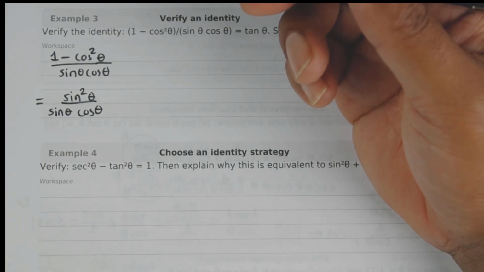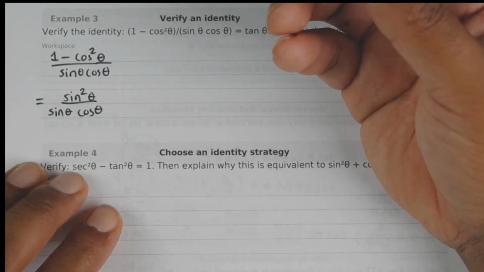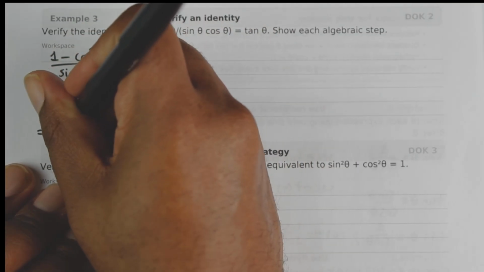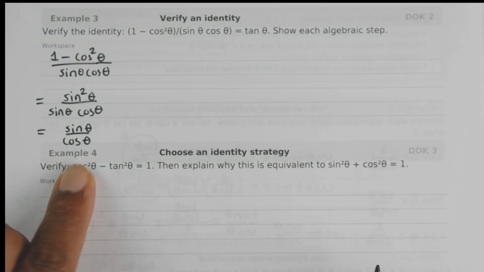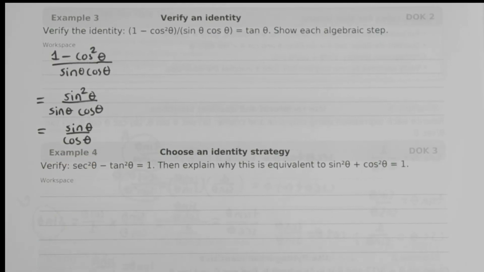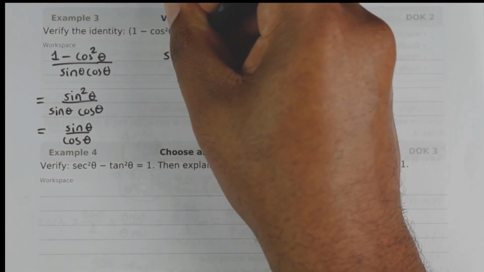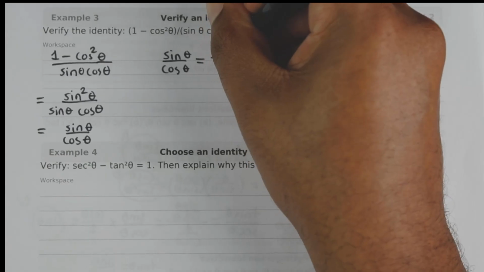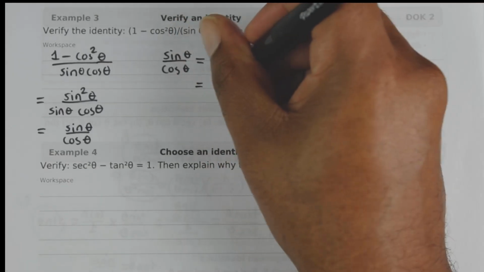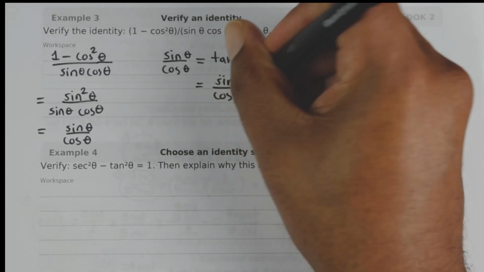Now I can simplify this. One factor of sine is going to cancel from the numerator and the denominator, leaving me with sine theta over cosine theta, right? Now we can use the quotient identity, right? Because sine theta over cosine theta is equal to tan theta, because tan theta is sine theta over cosine theta.